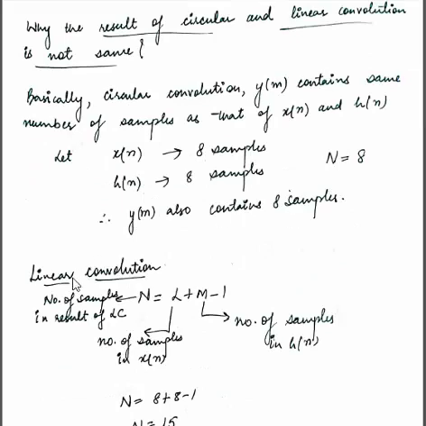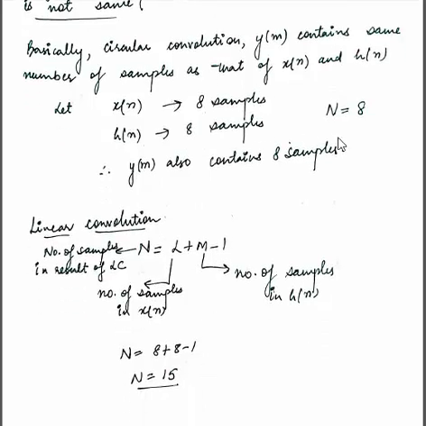And second is linear convolution. Linear convolution is y of n is equal to x of n linear convolution h of n. And the equation to find the length of the output sequence in linear convolution is N is equal to L plus M minus 1. L is the number of samples in x of n, M is the number of samples in h of n, and capital N is the number of samples in the result of linear convolution. So L, the number of samples in x of n, is 8. M, the number of samples in h of n, is also 8. 8 plus 8 is 16, minus 1 is 15.